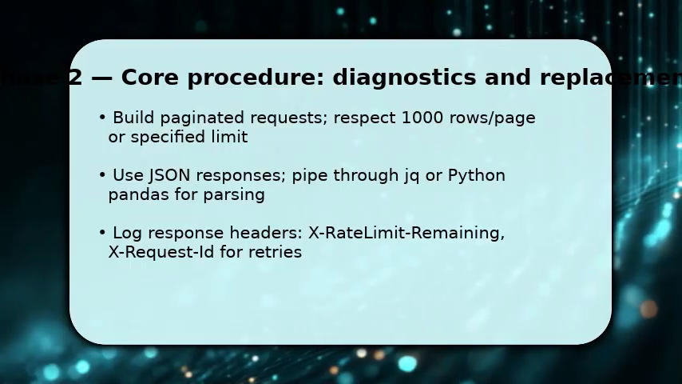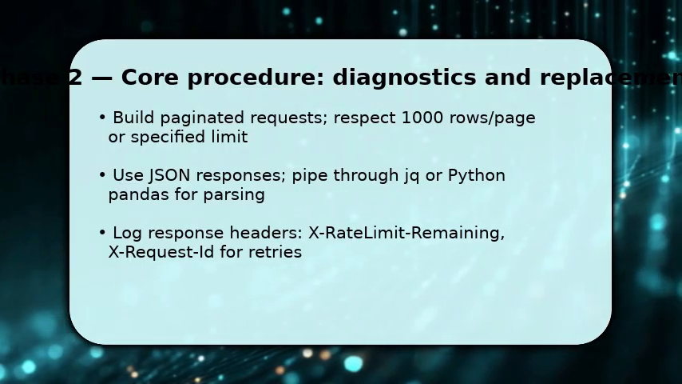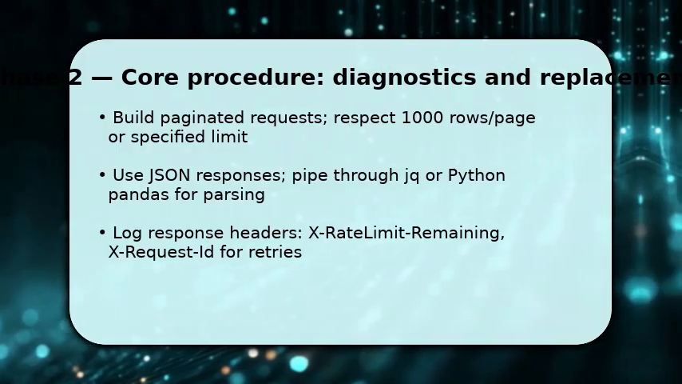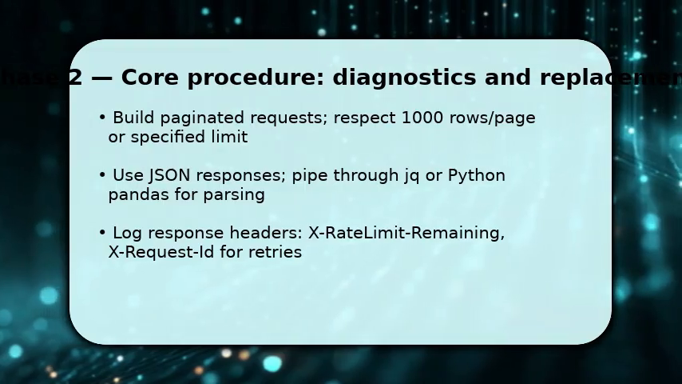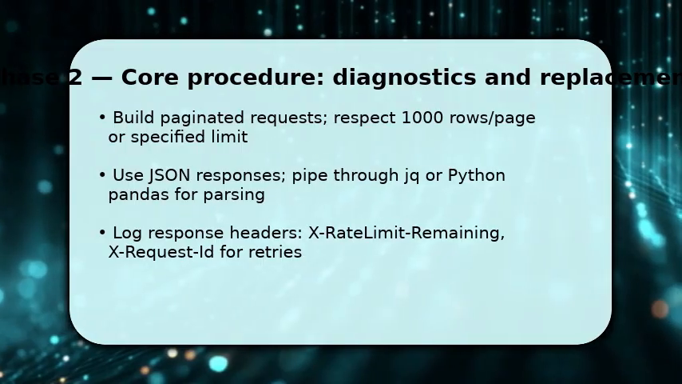Next, you construct paginated API calls so you retrieve consistent batches. This avoids timeouts and makes retries simpler. Use JSON responses, pipe them through JQ, or load into pandas to normalize fields like timestamp, cell ID, and throughput.